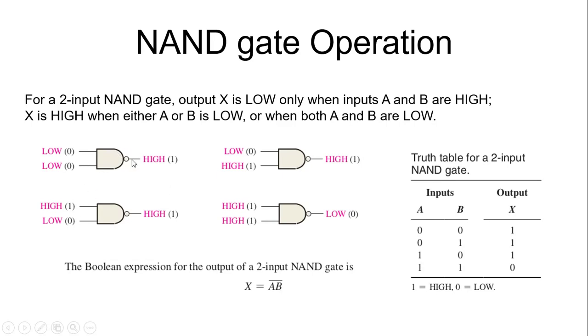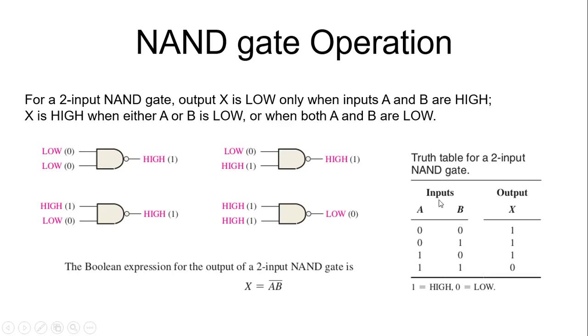So we have four possible combinations of the inputs. For 0 0, the output is high. For 0 1, the output is high. For 1 0, the output is high. And for 1 1, only for 1 1, when all the inputs are at the same logic level, the output will be low, 0. The Boolean expression for the output of a two input NAND gate is X is equal to AB bar. This is the Boolean expression, AB whole bar.